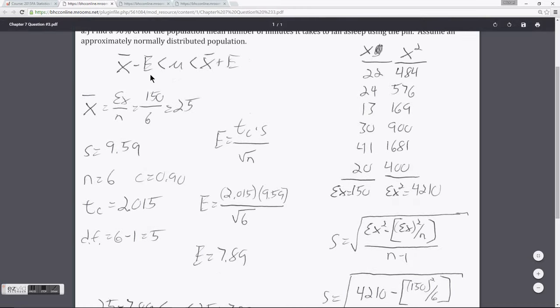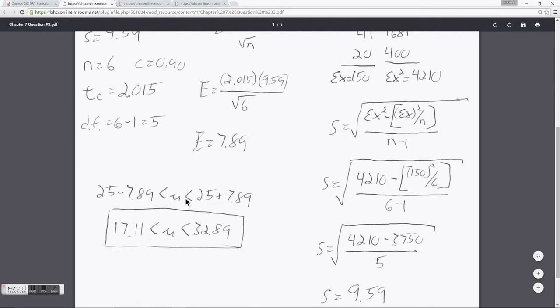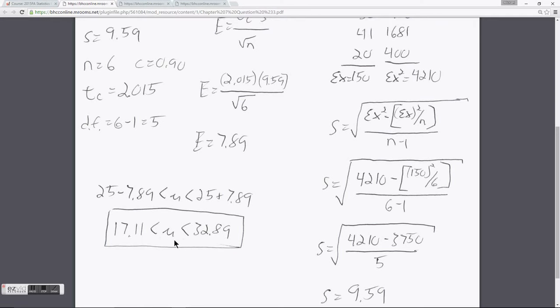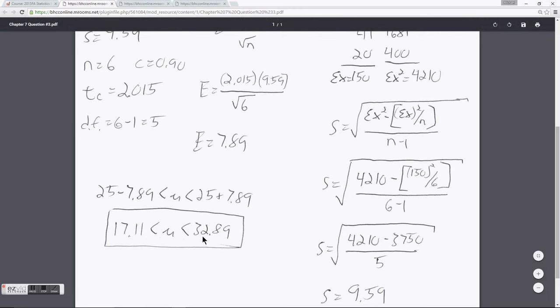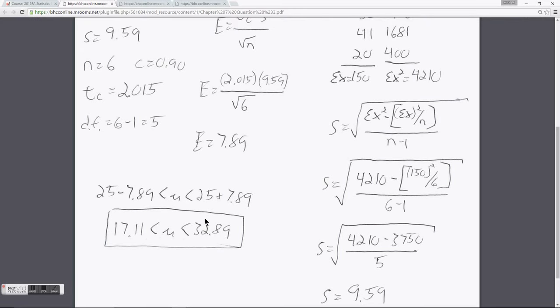Taking that margin of error and adding it and subtracting it from the sample mean gives me my final confidence interval here. You might notice that my confidence interval is quite wide, and I'm only actually 90% certain that the average amount of time it would take a person to fall asleep is between 17 minutes and almost 33 minutes.